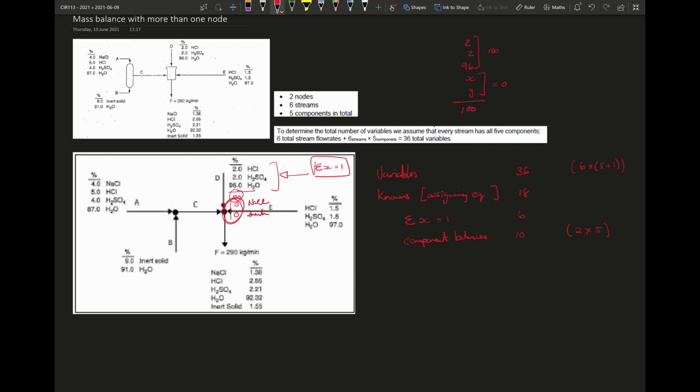By understanding intuitively, we know that if this is a sum of fractions, that must be 0 and that must be 0. But there's still a mathematical way to write it down. And the mathematical way to write it down is to say that there is an equation where X sodium chloride in D, plus X inert in D, must be equal to 0. And that's the additional equation, 1.